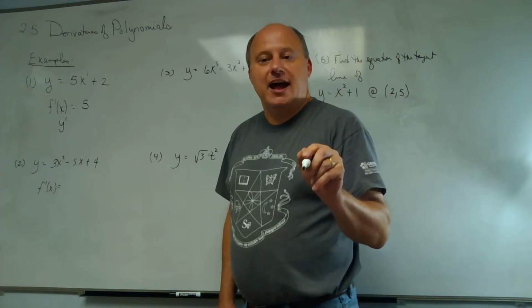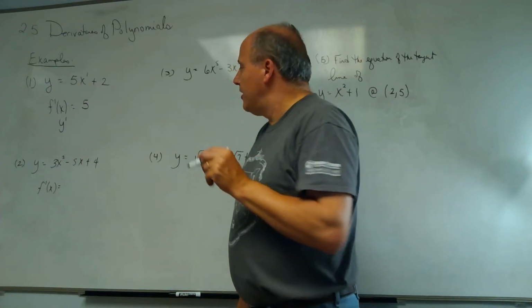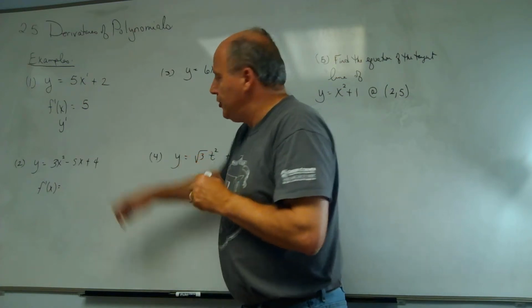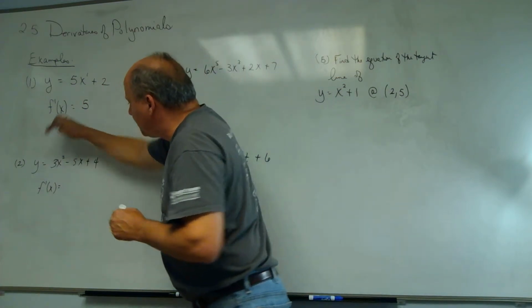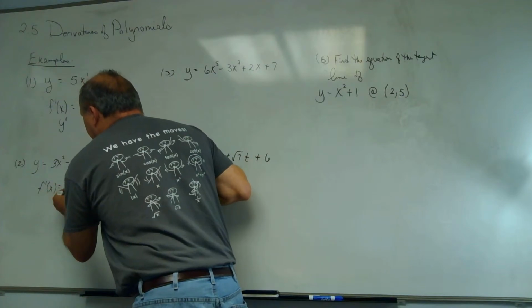Okay, so now let's get it. So 3x squared, the 2 is on the top, so 2 times 3, which is 6x to the first.